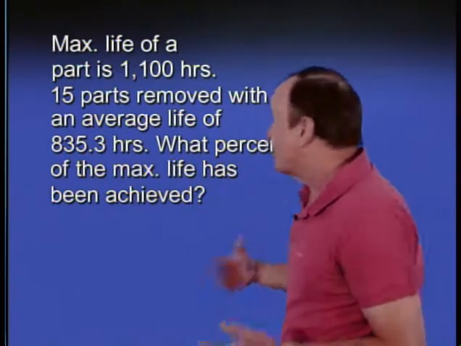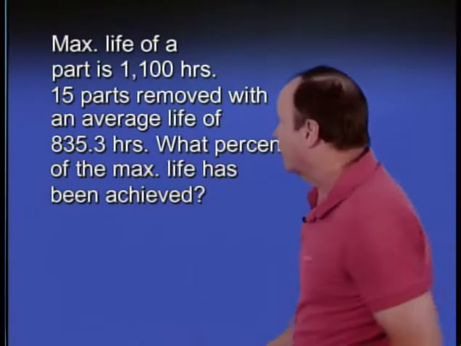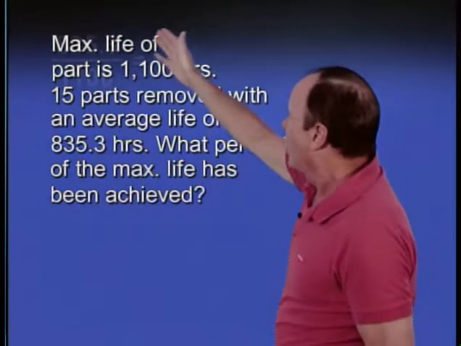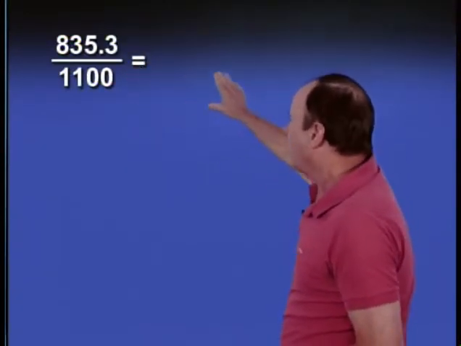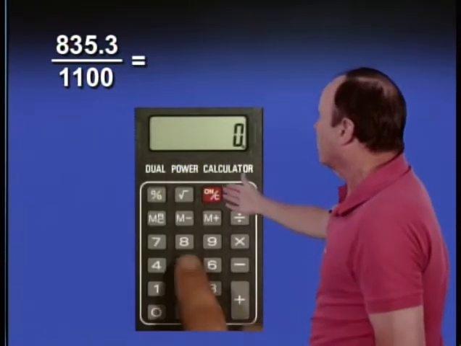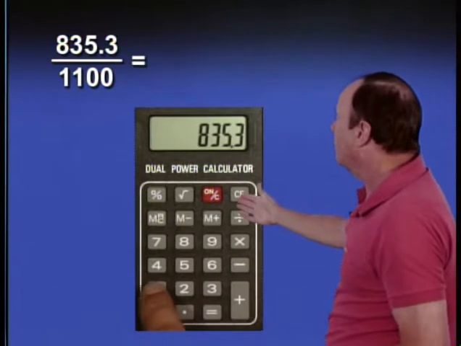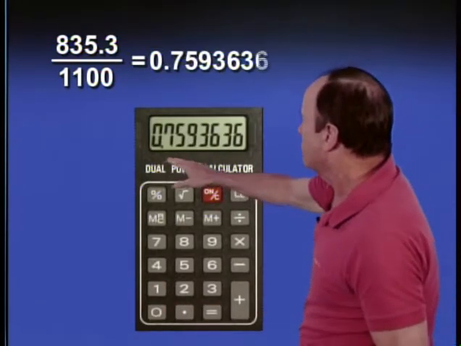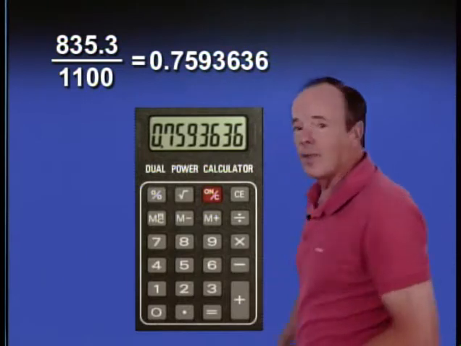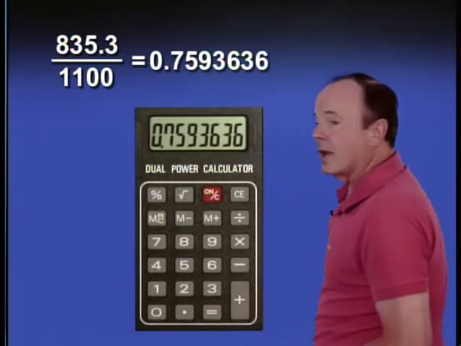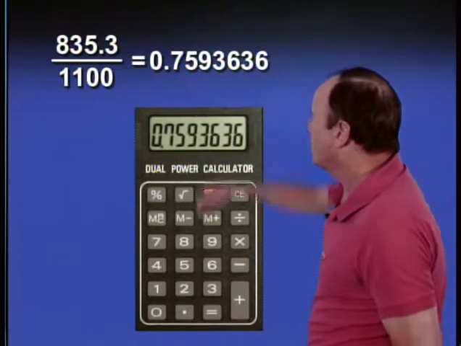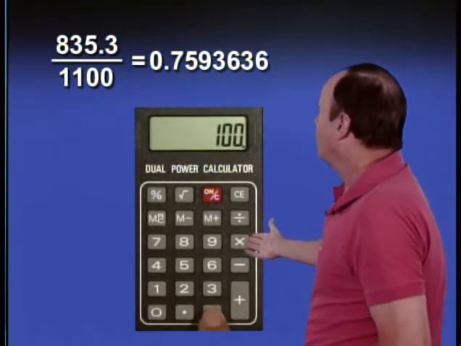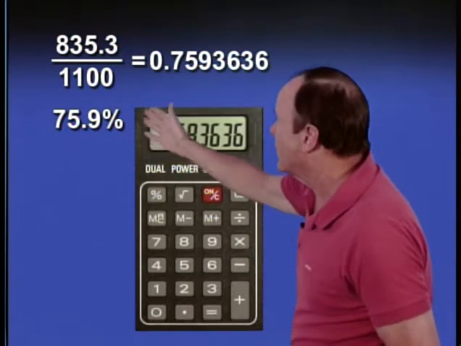So let's figure out what percent it is, and all we have to do is do a little bit of math. First of all, we're going to take the 835.3 and divide by 1,100, and when you do that, you get this expressed as a decimal. So it's 835.3 divided by 1,100. And we're going to get a decimal of 0.7593636. Now that's the decimal. We want to convert that to a percentage. All you have to do is move the decimal point 2 places to the right or multiply times 100. And when you do that, it's 75.9%. So what we found out is these parts are only achieving 75.9% of their design life. Now let's take a look at a few other percentage problems.